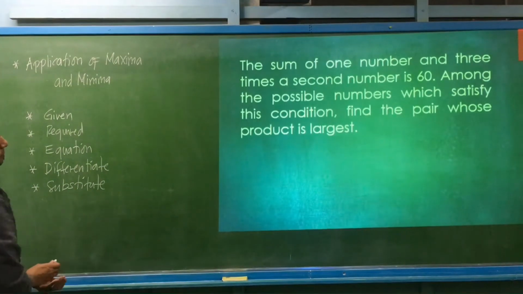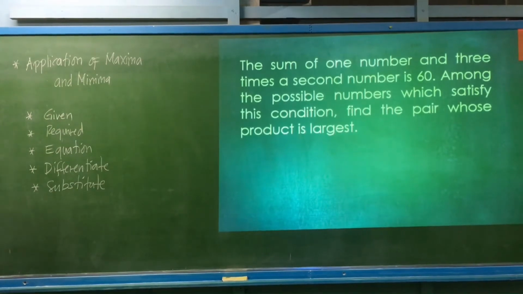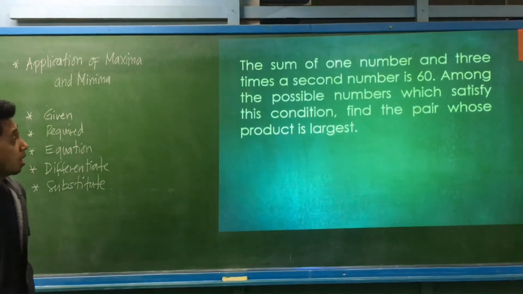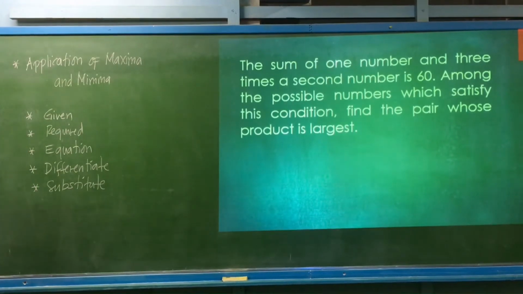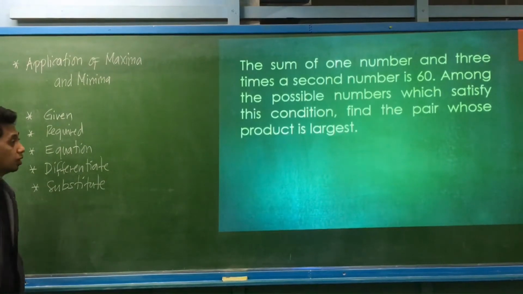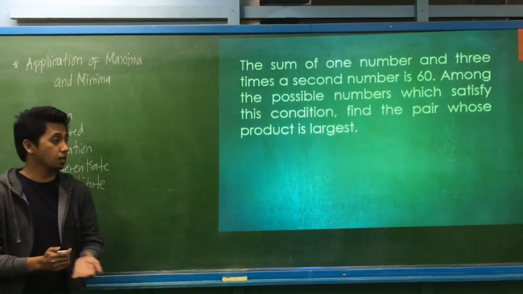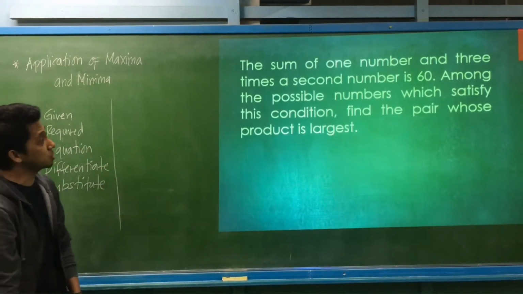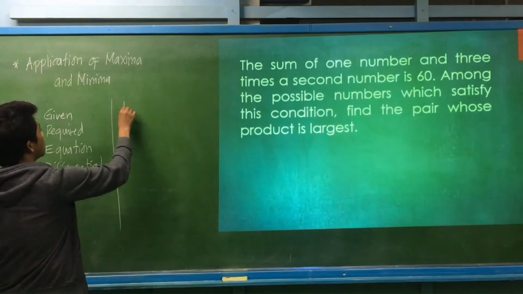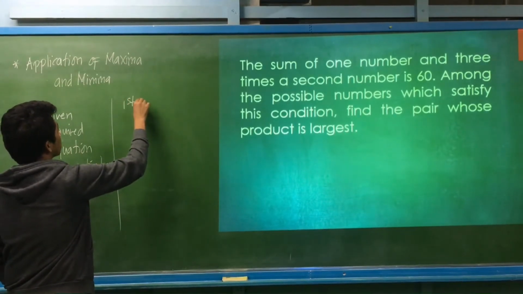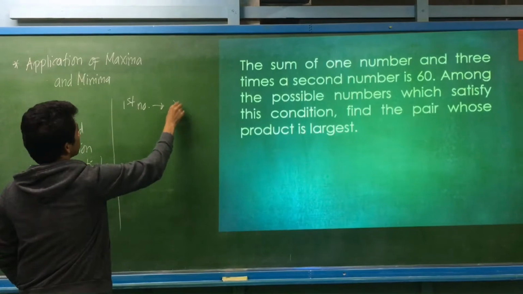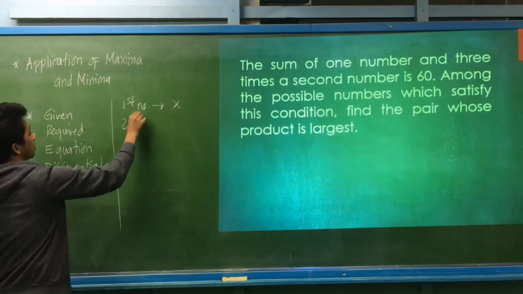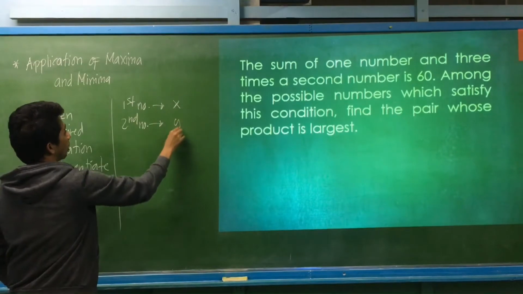Our first example says: the sum of one number and 3 times a second number is 60. Among the possible numbers which satisfy this condition, find the pair whose product is the largest. So we are looking for the largest value, which means there is a maximum value. What are the given? We have 60 as the given. Let's say the first number is x, and the second number is y.